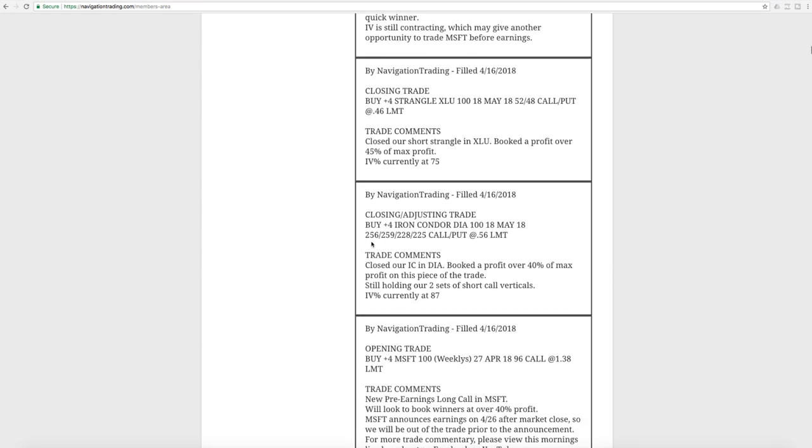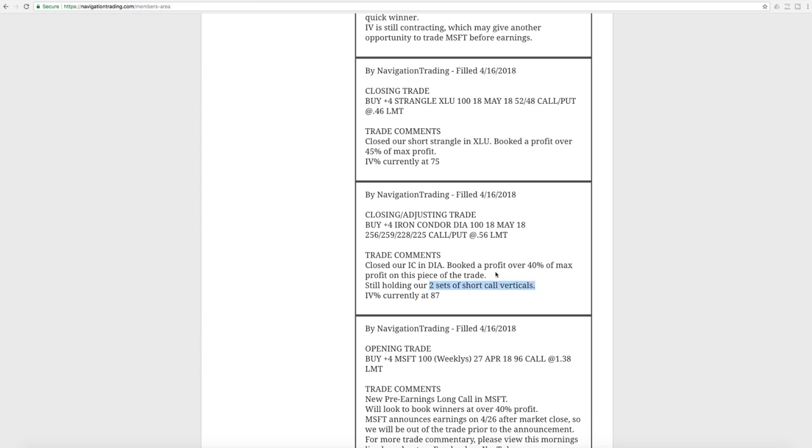Next trade was a closing adjusting trade in DIA. So we had an iron condor on in DIA. We closed that out, booked a profit of over 40% of max profit. And then we're still holding our two sets of short call verticals.